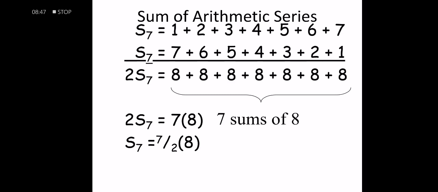Okay, so yun nga, inadd natin sila. So, meron tayong 7 sums of 8. Ilang sums of 8? 7. Okay. Since nag-add tayo ng 7 sums of 8, okay? So, ang hinahanap lang natin ay S7. So, we need to divide both sides by 2. So, kung i-divide natin si 2S7 sa 2, matitira na lang si S7. Si 7 times 8 sa 2, we have 7 half times 8.